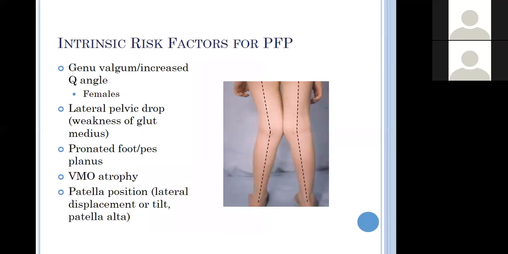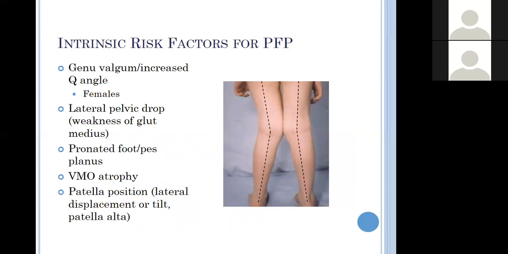So intrinsic risk factors for PFP, and good things to look out for. So hypermobile people have this again. So again, just ask them to straighten their elbows. Genu valgum, which is what this picture is showing. So people who are knock-kneed, which is also why females are more predisposed because the hips are wider than their knees. And so they just come in like this, and that's how they walk and how they do things. So it sits their patella more laterally.